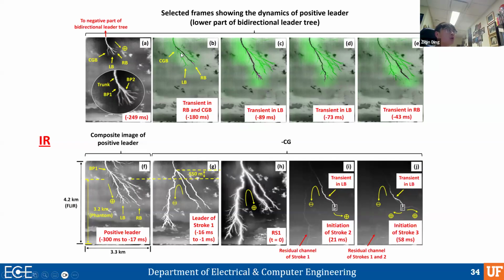So the green one is what happened before as a luminosity transient, and the black one is what is currently happening. For B, this is the first luminosity transient. It happened, and then it leaves an imprint here. Then in C, this luminosity transient happened, and it leaves an imprint as green in D. Same for D, it leaves an imprint in E. So there are a total of four different bidirectional leaders that happen, and they happen intermittently.